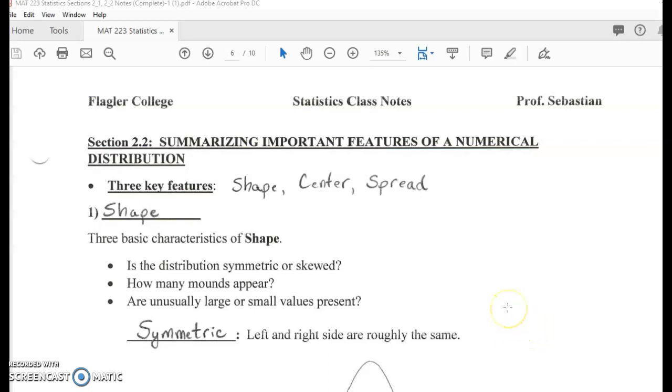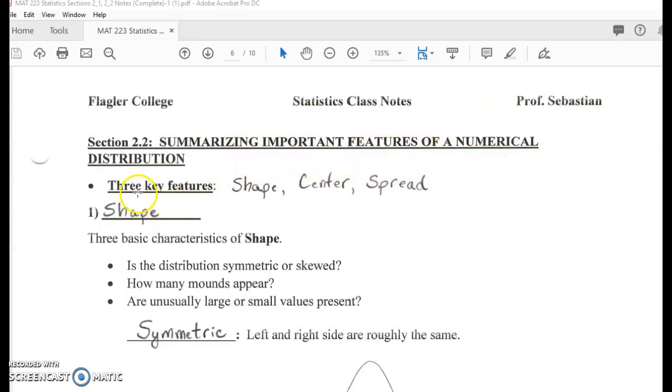Okay, hi everyone. We're back in our statistics class notes. We're now in section 2.2, page 13 of our notes. In section 2.1, we learned how to visualize numerical data by learning about three different plots: a dot plot, the histogram, and the stem plot. In section 2.2, we're going to learn how to summarize the important features of a numerical distribution.